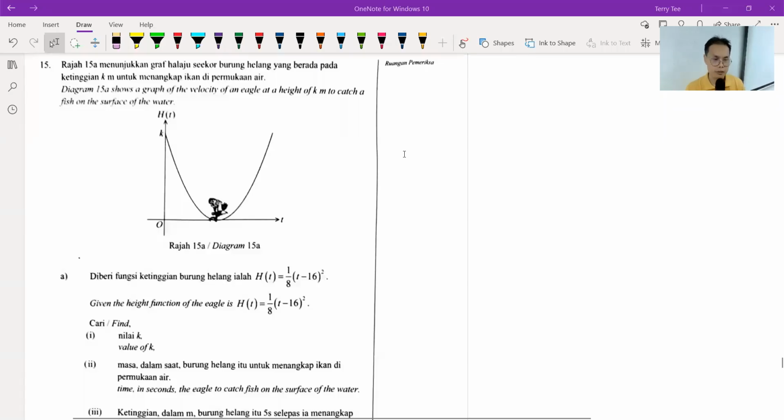Okay, question 15. This is the last one. Diagram 15a shows the graph of the velocity of an eagle at a height of k meters to catch a fish on the surface of the water. So the height function of the eagle is given by this. Find the value of k.